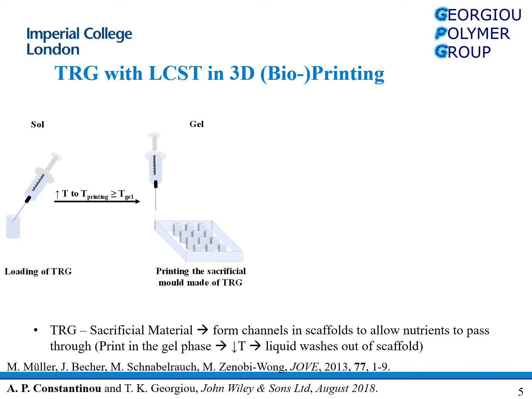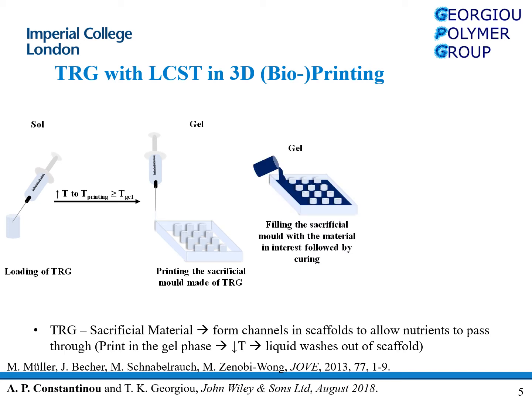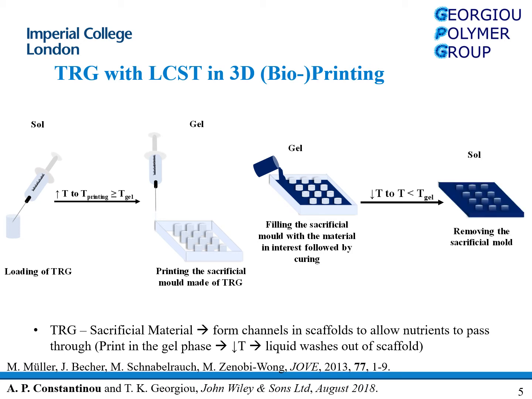So in this case, you print a sacrificial mold, and you fill this sacrificial mold with the material of interest, which is followed by curing. For example, you could apply UV to cure the material of interest. Then you lower the temperature of the mold and the scaffold below the gelation temperature of the thermoresponsive gel, so the gel becomes a solution and it washes out of the scaffold, leaving behind pores that are useful, for example, in tissue engineering, because they allow nutrients to pass through.